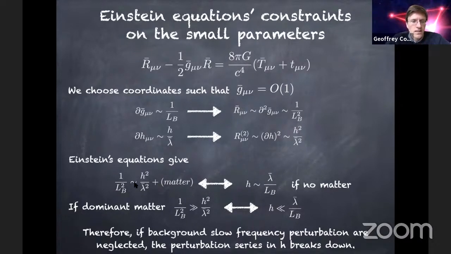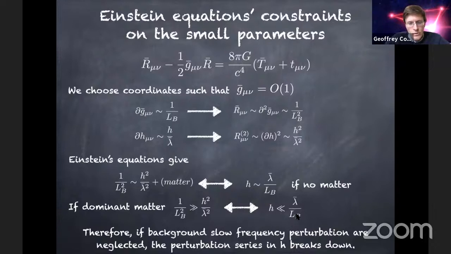Einstein's equation now tells you that these two things are equal. One of these length scales equals this length scale plus the matter, but I didn't put it in yet. So if there's no matter, h has to be given by this one. You see now that these two small parameters have to be commensurate, around the same. And if the matter dominates, it means this term is smaller than that term, which means h is less than this. So with matter or no matter, in both cases h is smaller or equal to this type of scale.